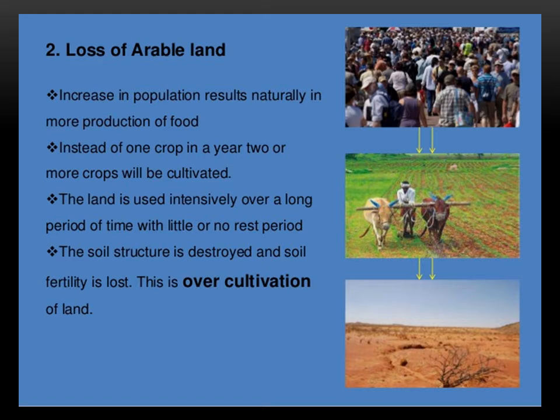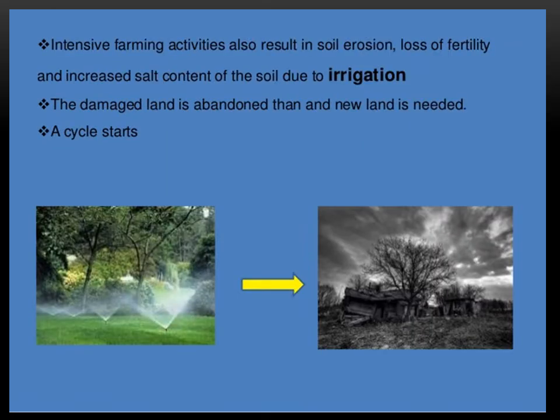The land is used intensively and over a long period. The land is allowed little or no rest. The soil structure is destroyed and soil fertility is lost. This is called overcultivation of land. Farmers have been concerned with higher crop yields and getting the most out of the farmlands that they have overlooked the damage that is done to the land.